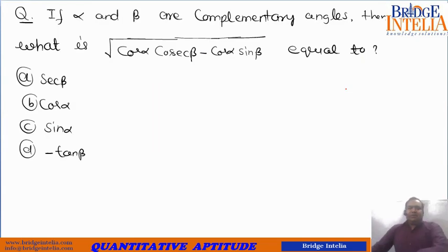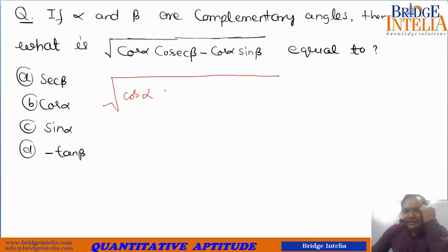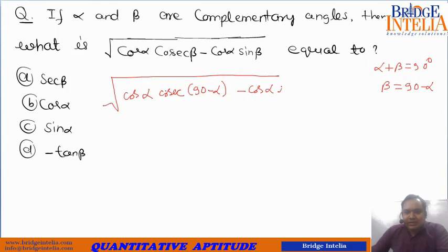Now look at this one. If alpha and beta are complementary angles, then what is this equal to? So alpha and beta are complementary. So let's transform this. So leave cos alpha as it is. Now cosec beta, alpha and beta are complementary means what? Alpha plus beta is equal to 90 degrees. Hence beta is equal to 90 minus alpha. So cos alpha into cosec of 90 minus alpha minus cos alpha of sine of 90 minus alpha.